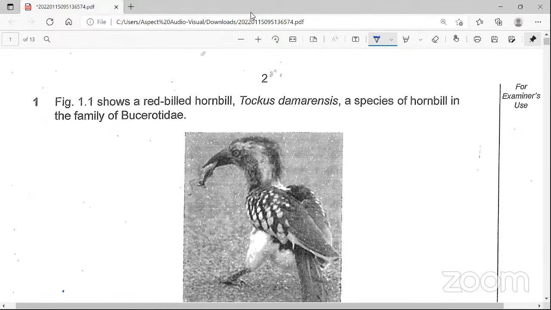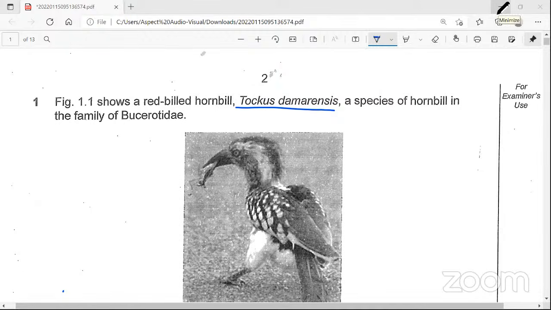So this is the scientific name of the red-billed hornbill. Are we together? So you need to be talking with reference to that scientific name. Which one is the genus? Which one is the species? And also how it's written.